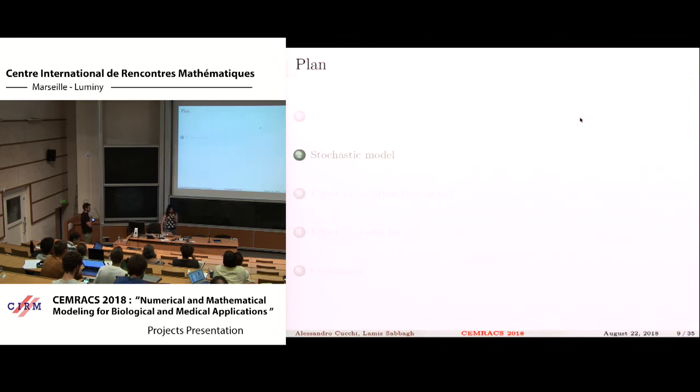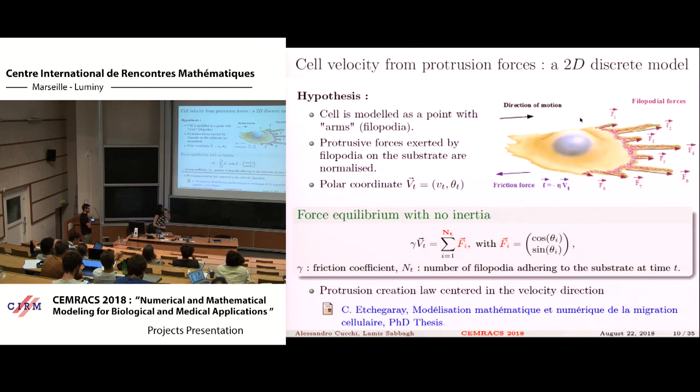Now we introduce some models to describe cell crawling on a substrate. We present a 2D discrete model introduced by Christelle in her PhD thesis, where the cell is considered as a point with arms. The arms are the filopodia. The protrusion forces exerted by filopodia are normalized. So in polar coordinates, the forces are characterized by the angle theta i.